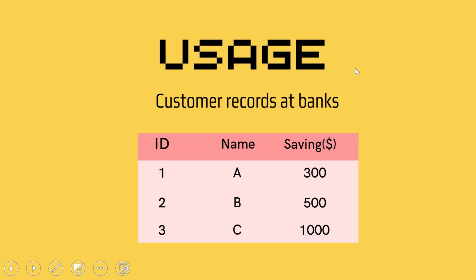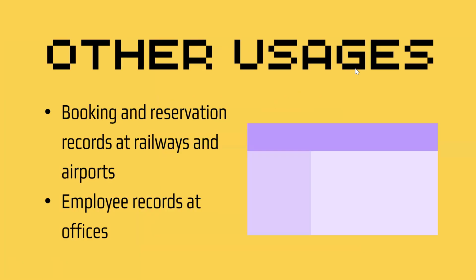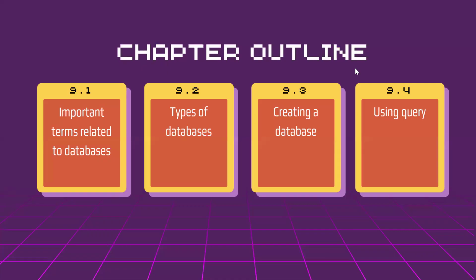The third one is customer records at banks. You will have an account number, the name of the account holder, and whatever your balance is. It can be plus or minus as well if you are taking some loans from the bank. Other users are probably booking and reservation records at the rail and the airports, and records at offices and so on. So there can be many, many, many.